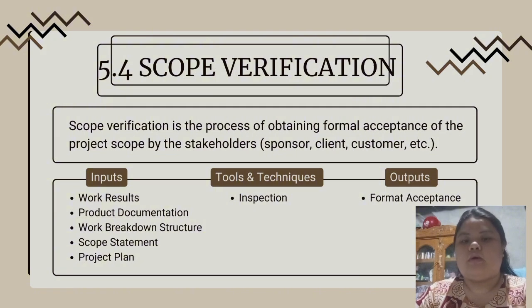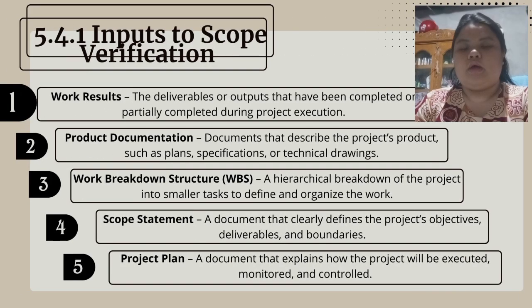The inputs are work results, product documentation, work breakdown structure, scope statement, and project plan. The tool and technique is inspection. The output is formal acceptance. Inputs of scope verification. First, work results: deliverables completed or partially completed during project execution.